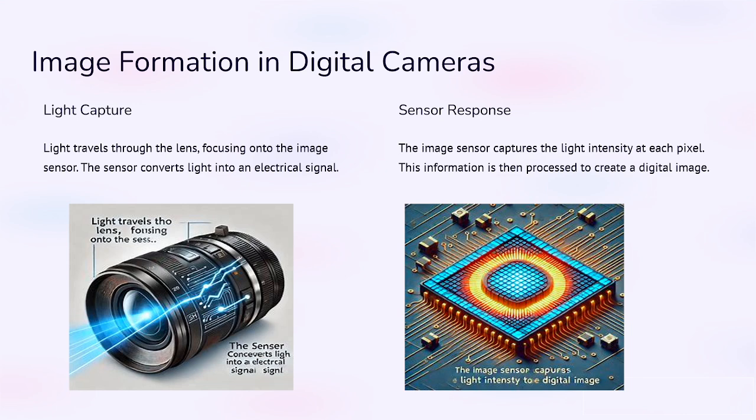High quality lenses ensure sharp and accurate images, which is crucial for tasks like object recognition or depth estimation in computer vision. Next is sensor response. Sensors are made up of millions of tiny elements called pixels. Each pixel records the intensity of the light it receives. This raw data undergoes processing to create a coherent digital image. For example, the camera might enhance brightness, adjust color tones, or compress the image for storage. This entire process lays the groundwork for the advanced image techniques we'll discuss later.